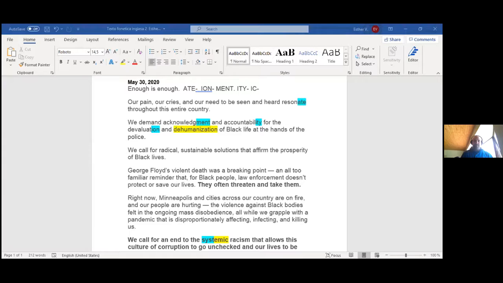In general, the root is no. It contains a diphthong. But when you add suffixes, the diphthong becomes a monophthong. Acknowledgement, so we don't use the diphthong anymore. We use a monophthong. Acknowledgement. Okay. Exactly, the second syllable.